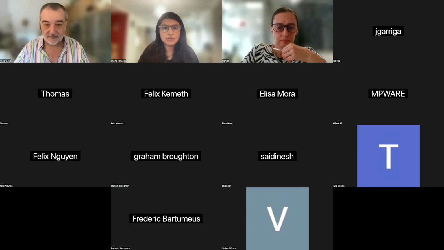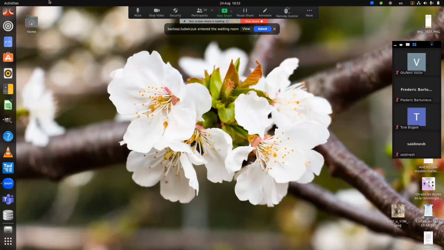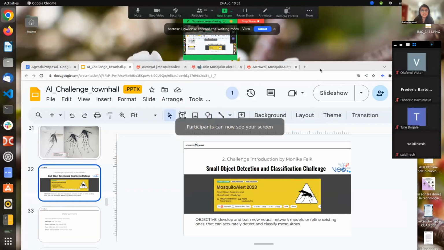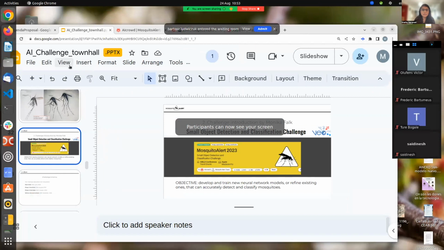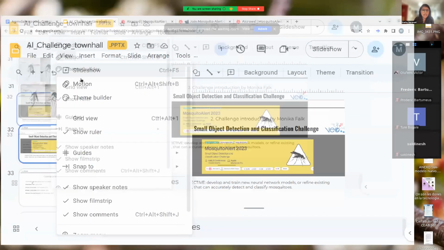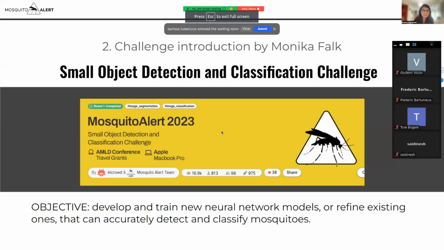Okay, I guess we can move on to the next speaker, Monika, who is an expert in web development and AI. And she's really passionate about using AI for social good. And that's the focus of this challenge as well. So we'll learn more about the details of the challenge, the problem statement, data set, and baselines from her.